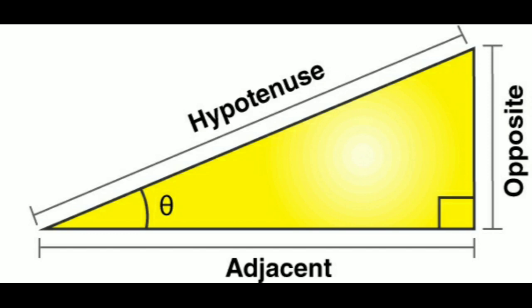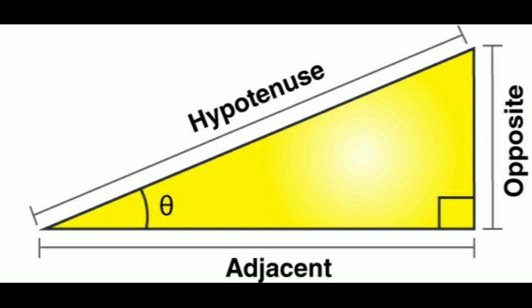Now half angle formulas. 1 minus cos 2 theta equals 2 sin square theta. Now 1 plus cos 2 theta equals 2 cos square theta. So 1 minus cos 2 theta by 1 plus cos 2 theta equals tan square theta.